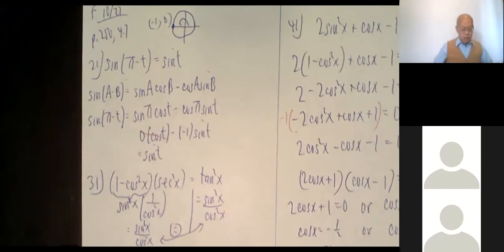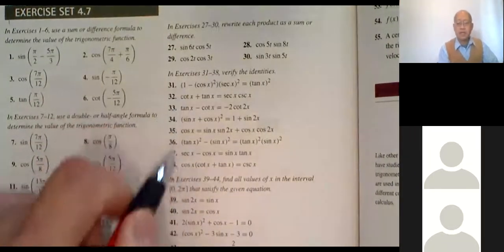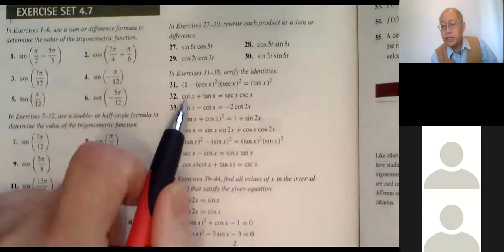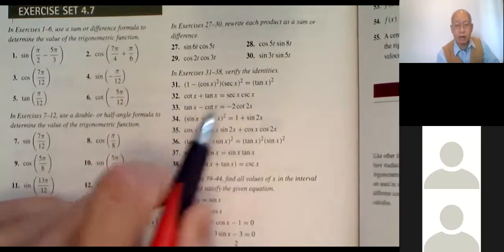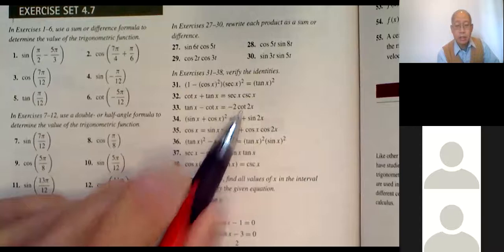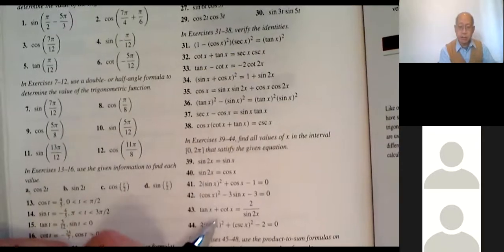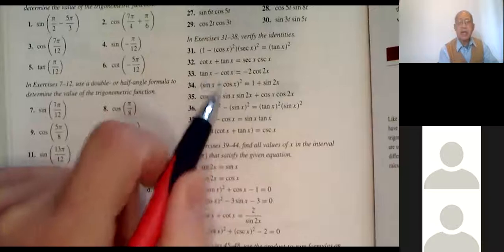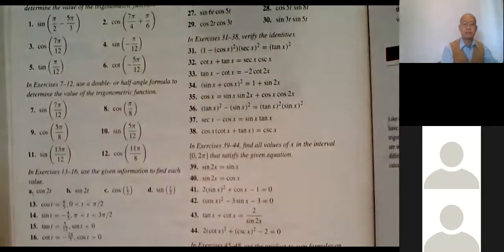All right, then let's see. We have some identities. Verify the identities. Okay, that means show that the left-hand side is always equal to the right-hand side. Left side and right side are always the same. So you're not solving for x per se. For these problems, you are solving for x. Here you're saying the left side is always equal to the right side. Okay, so I'll show you a couple of those.